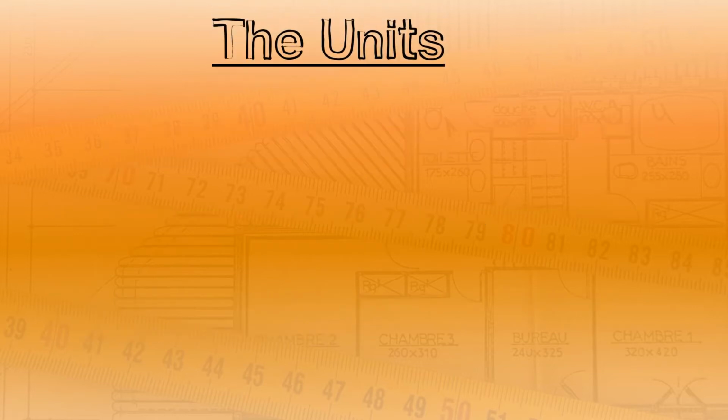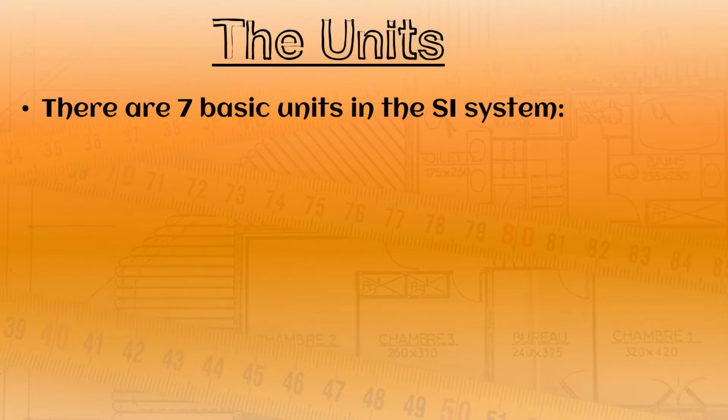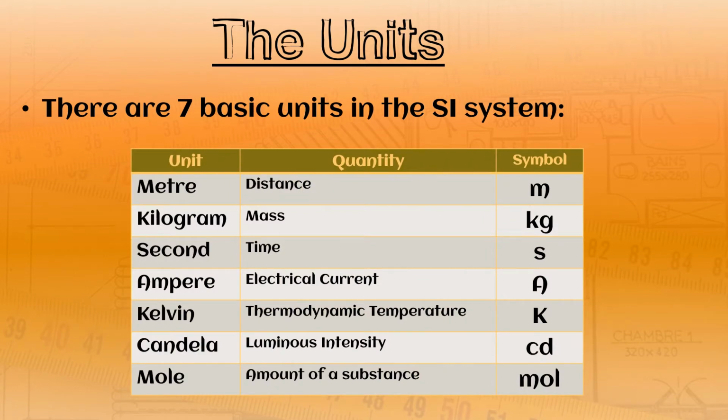So let's have a look at the units. There are 7 basic units in the SI system, and here they all are. There is the meter, which we use to measure distance, the kilogram, which we use to measure mass, the second for time, the ampere for electrical current, Kelvin for thermodynamic temperature, candela for luminous intensity, and the mole for the amount of a substance. And with those units, we can calculate just about everything that we need to understand the world.